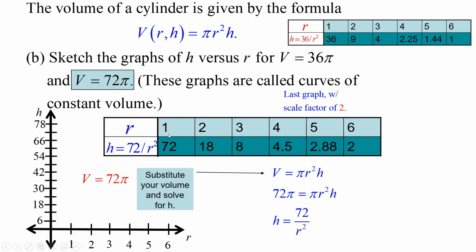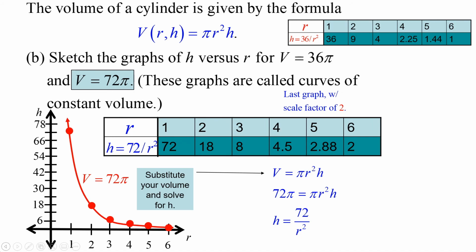And now I'm going to use my exact graph and simply rescale my H-axis. And then I plot the points. 1, 72, right there. Okay. And then 2, 18. 2 and 18. 3 and 8. Right up in there. And then just get closer and closer and closer to the R-axis. Smooth curve through the scatter plot. And there is our graph of H versus R if our given volume is 72 pi.